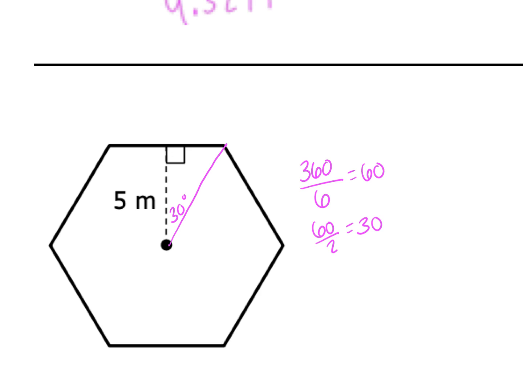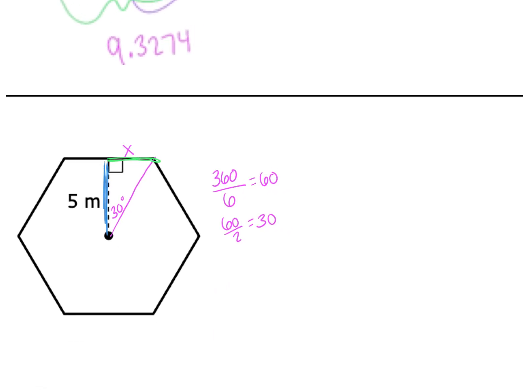I'm actually going to use SOHCAHTOA to find the side length. So let's call this x over here. In relation to this 30-degree angle, x is opposite, and this 5 is adjacent, so that's tangent. So you want to say tangent 30 equals opposite, which is x, over adjacent, which is 5. Multiply by 5 to solve that.